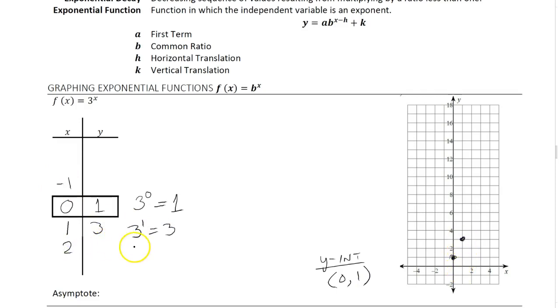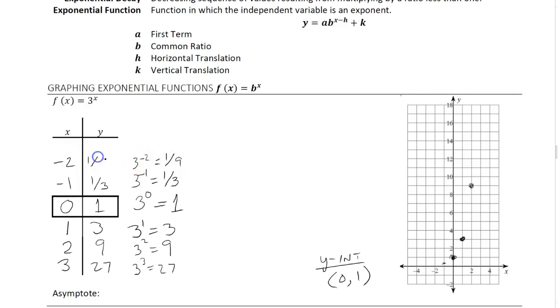Now x equals 2. 3 squared equals 9. Graph 2, 9. Now try 3. 3 to the 3rd power is 27. We cannot graph 3, 27 because it is off the graph. Let's try some negative numbers. 3 to the negative 1 is 1/3. Graph negative 1, 1/3. Try negative 2. 3 to the negative 2 power is 1/9.